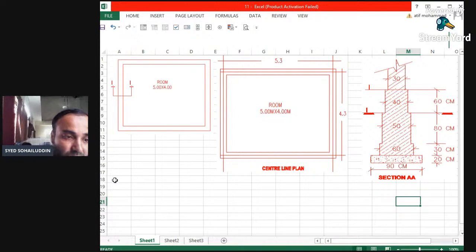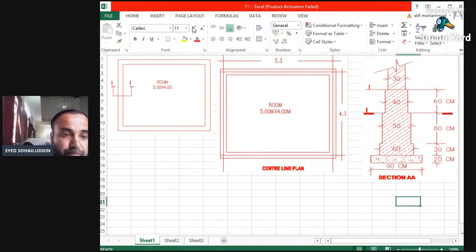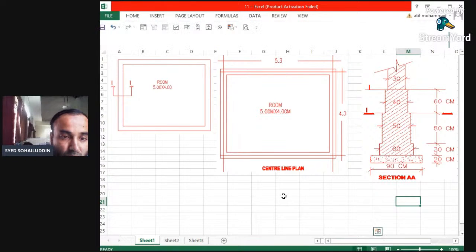While calculating this, something very important: in the long wall we have to add the width of the section, and in the short wall we have to subtract the width of the section. So what is the formula to calculate the long wall? Center to center distance of the long wall plus the width of the section.